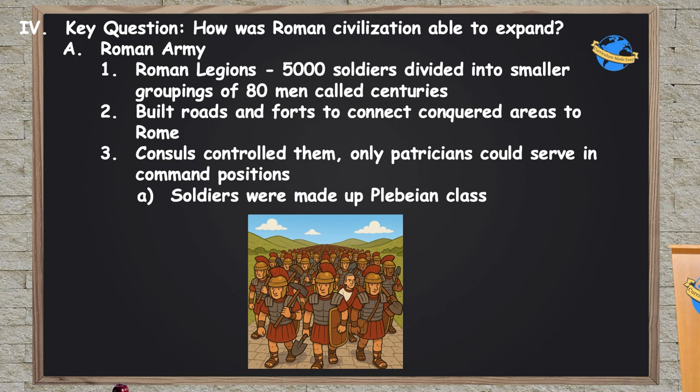Now, the Roman legions didn't just fight, they also built roads and forts that connected areas they conquered to the city of Rome to make it easier to control them, but, as we've been talking about over and over again, also supports trade between Rome and the cities that are connected by those roads.